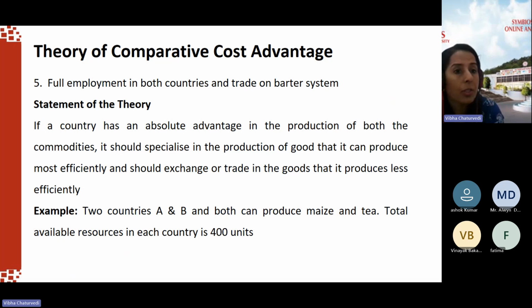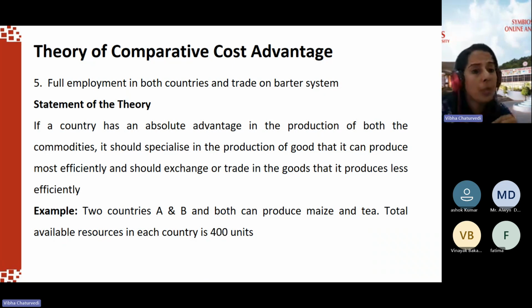Given these assumptions, and full employment in both the countries means that there is no unemployment of resources, and the trade is on barter system, means that two countries are trading amongst themselves on comparative cost advantage. They can trade maize for tea or tea for maize. That is how they are going to trade.